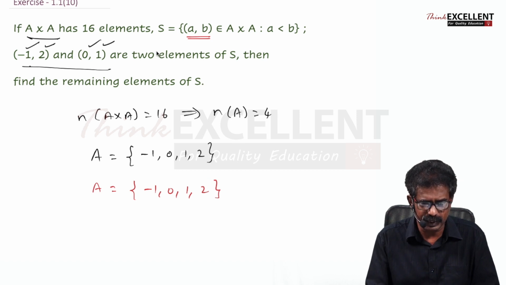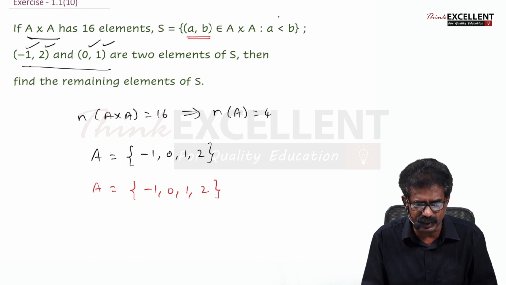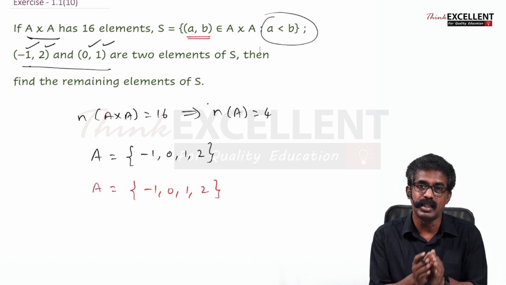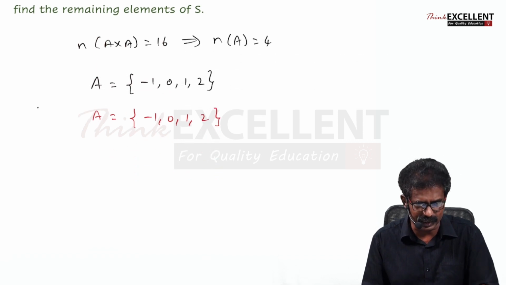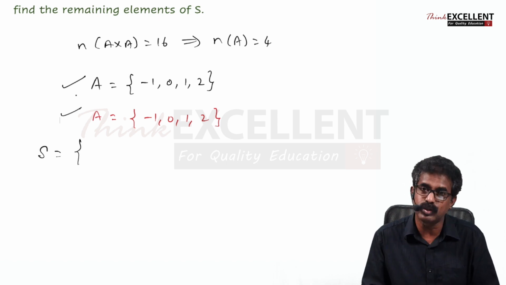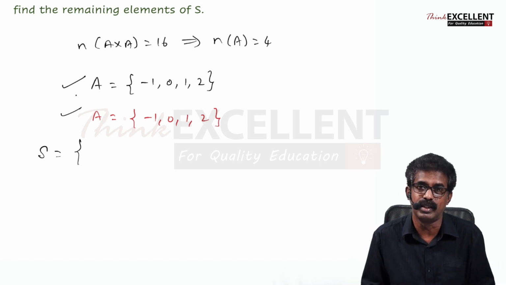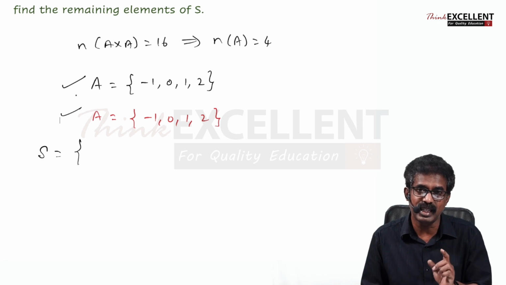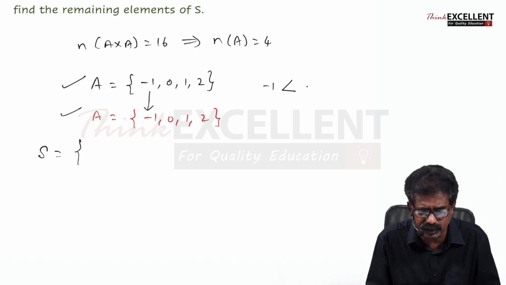But S is the set of ordered pairs from A cross A under a condition. What's the condition? a less than b. What is a? The first number. First number is less than second number. Then only you should take it as S. If I take like that, you can write 16 ordered pairs. So that is the condition. First element must be less than second element. Can you take minus 1, minus 1? Less than symbol should be there. Minus 1 less than minus 1 is no. It's equal. So you cannot take minus 1, minus 1.